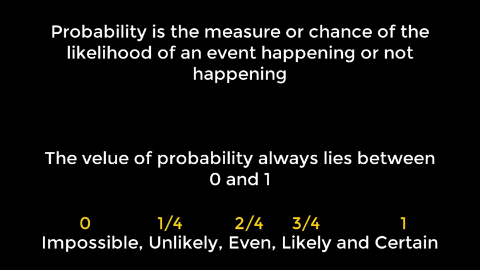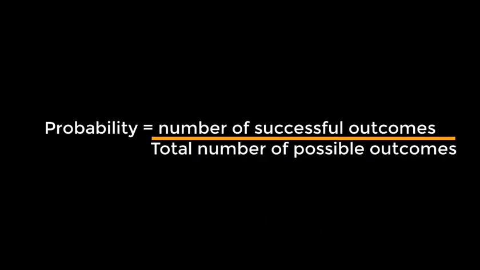Now, probability's formula is given to be what? Number of successful outcomes over total number of possible outcomes. Under probability, I'll quickly be looking at experimental probability, where experimental probability is done by carrying out an experiment or survey.